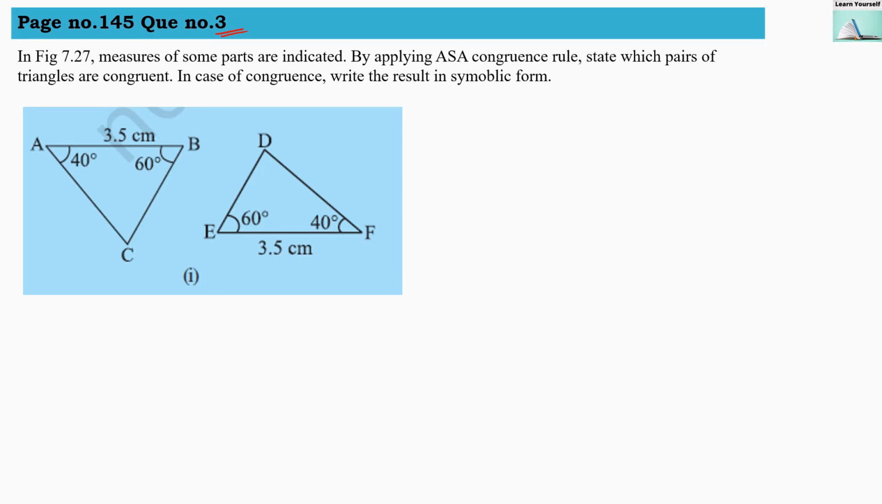Question number 3. In figure 7.27, measures of some parts are indicated. By applying ASA congruence rule, state which pairs of triangles are congruent. In case of congruence, write the result in symbolic form. So now let us first see what all parts are equal in these two triangles. So in triangle ABC and triangle DEF, we can see here that this side and this side are equal. So AB equals EF. They both are equal to 3.5 centimeter.